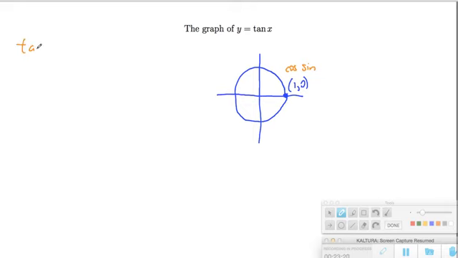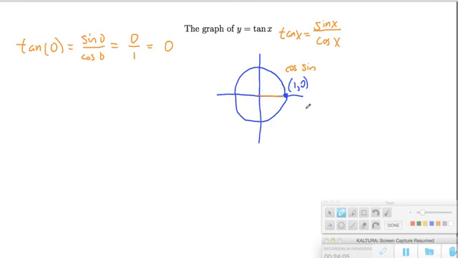So tangent of, say, the angle 0, just no rotation at all. Now recall that tangent of x equals sine of x over cosine of x. So tangent of 0 is going to be the same as sine over cosine. And sine of the angle 0 is 0. Cosine of the angle 0 is 1. So tangent of 0 is equal to 0.